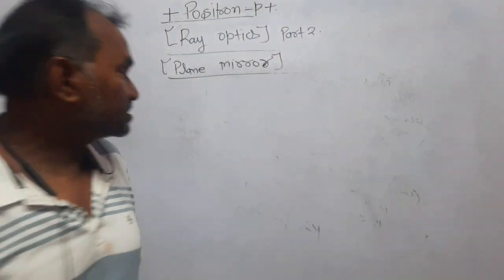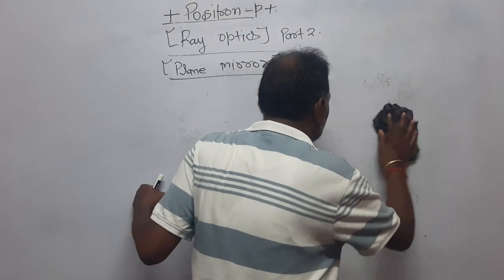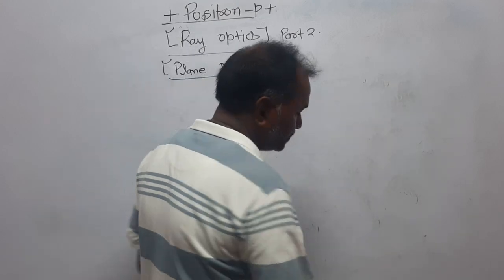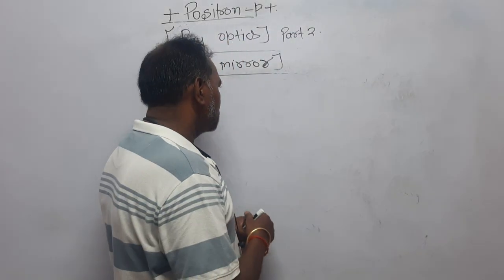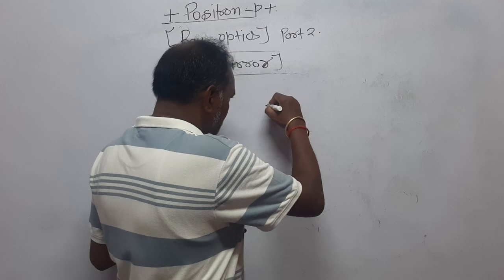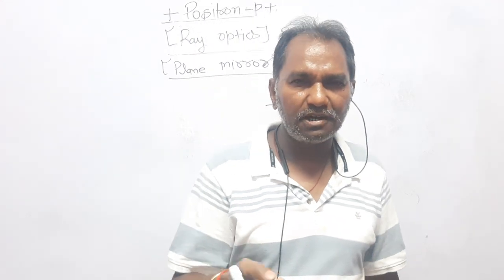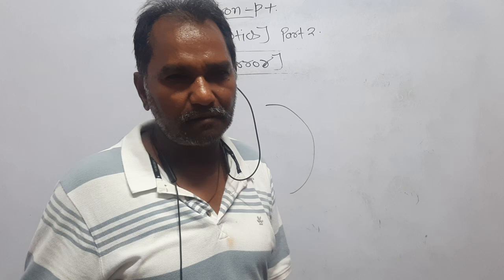Now, dear students, we are talking about the plane mirror. Now, a very important thing: what is the focal length or radius of curvature of the plane mirror? It is infinite. Dear students, it is infinite. Simply you can say a spherical mirror is a part of a sphere. Just because I want to tell you why it is infinite, that is why we have to take this example.